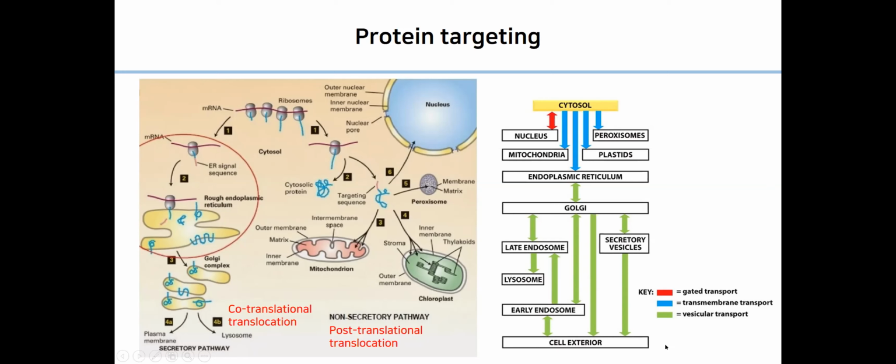So here is the scheme. The protein is made in the cytosol first, and following this blue arrow, it can be translocated to mitochondria or plasma membrane or ER. After some modification, the proteins are going to move out of the cell following this vesicular transport we will talk about now.